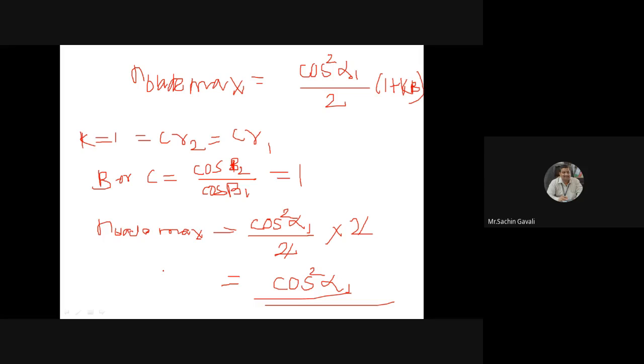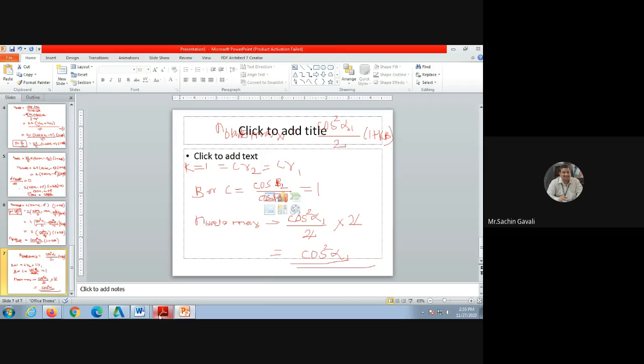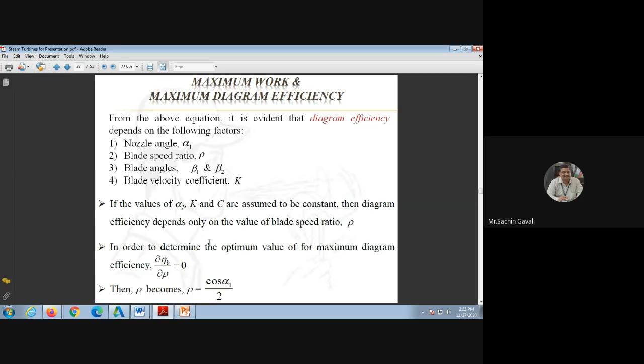Okay. Now here, I will go to that slide. From the above question it is given that diagram efficiency depends on nozzle angle alpha 1, blade speed ratio rho, blade angles beta 1 and beta 2, and blade velocity coefficient k. If the values of alpha 1 and theta are assumed to be constant, diagram efficiency depends only on the value of blade speed ratio rho. In order to determine the optimum value of rho for maximum diagram efficiency, we did this, and what was the optimum value of blade speed ratio?